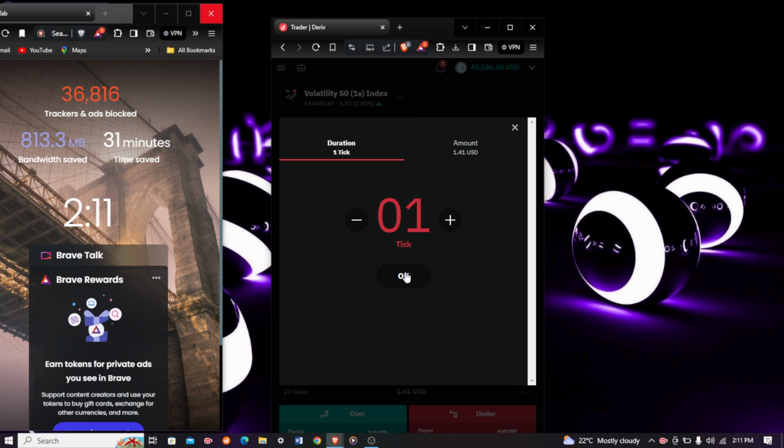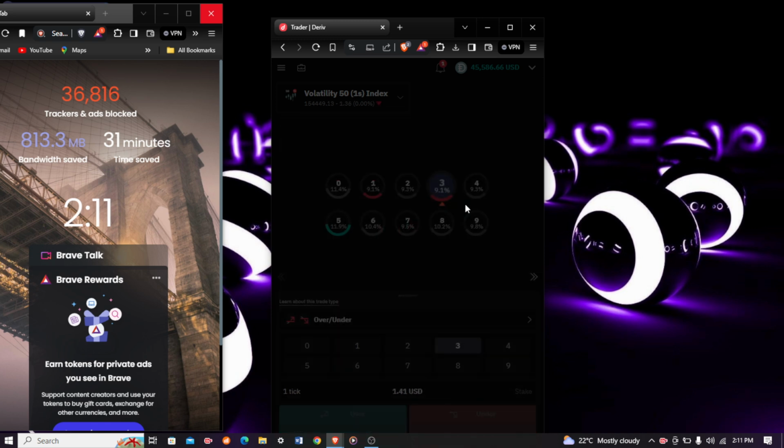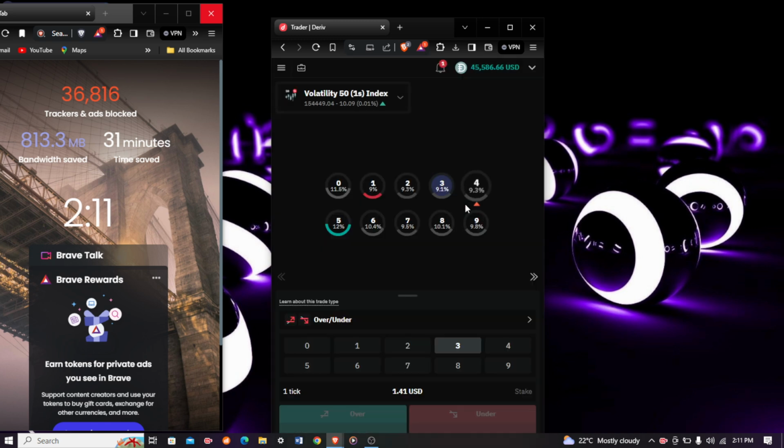Once you are done, make sure it is always 1 tick, no more and no less. After you do that, make sure it is set to over under, and that you have set it to 7. But what has just happened? The market has changed. Now the market has become an over market. The over market is now stronger.